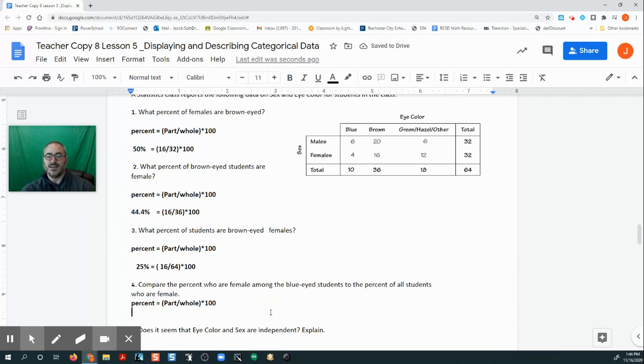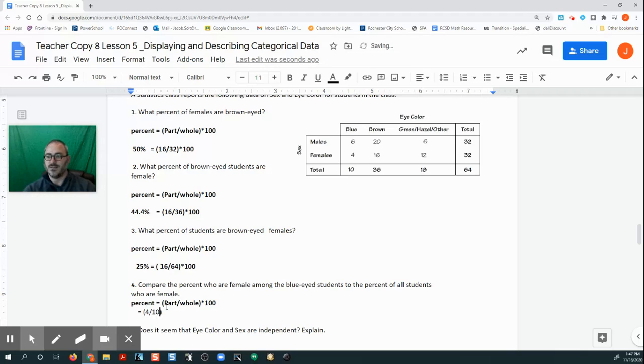The one is I have a percent which is going to be equal to the percent who are female among blue-eyed students. So the percent who are female, that's my part. Among the blue-eyed students, that's my whole. So I'm looking at blue-eyed students. There's 10 blue-eyed students. I believe that's my whole. The percent of those who are female, there's 4 female blue-eyed students. So of blue-eyed students, how many of them are female?